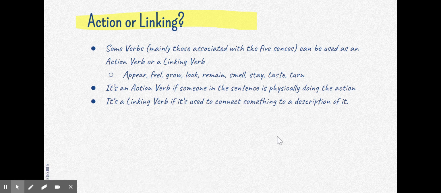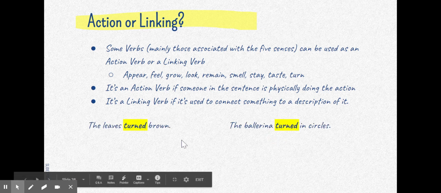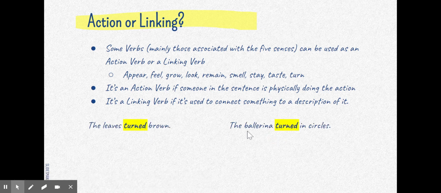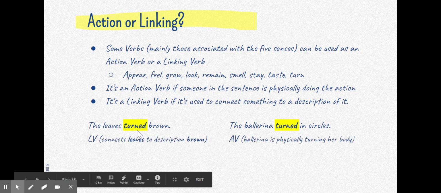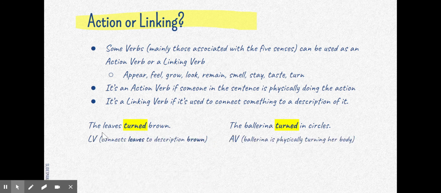Okay, so let's look at some examples. The leaves turned brown versus the ballerina turned in circles. In the ballerina turned in circles, turning is something that the ballerina is physically doing with her body. So that one is an action verb. In the leaves turned brown, turned is just connecting the leaves to their description, brown. The leaves in this sentence are not spinning around, so you know that one's a linking verb.